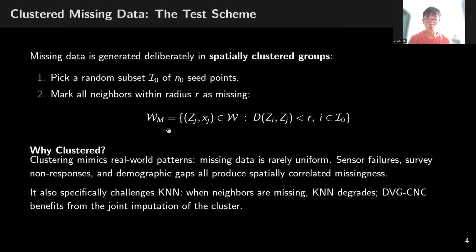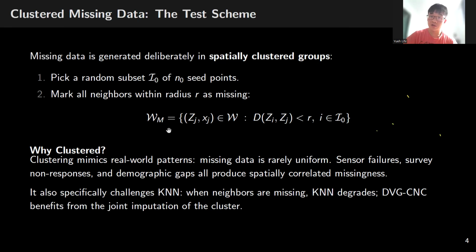So to test whether this joint imputation matters, we need a realistic missing data scenario. Uniform random missingness is too easy for KNN, which can almost always find an observed neighbor nearby. Instead, we decided to engineer clustered missingness in two steps. Step one, we pick 1% of the instances at random. We call them seed points. And secondly, we mark all instances within a distance r of those instances as missing.